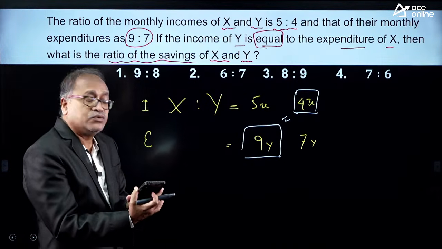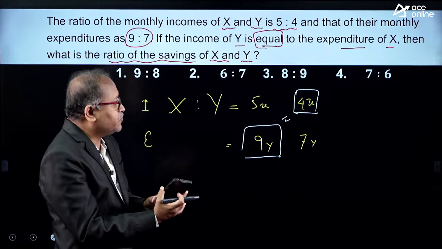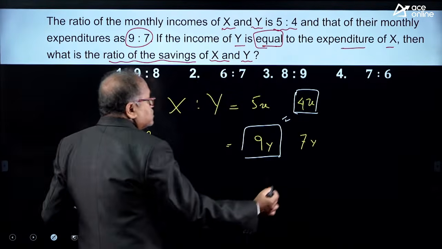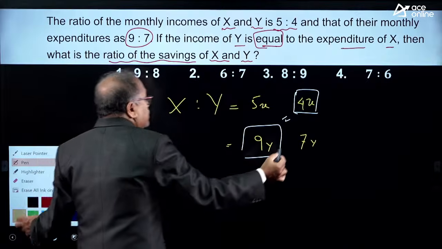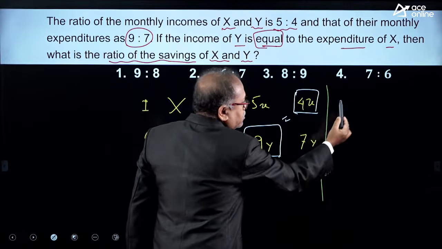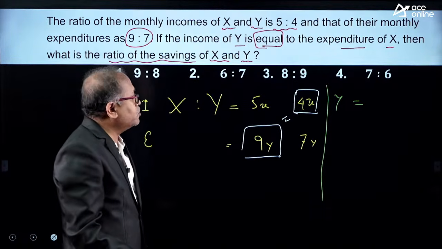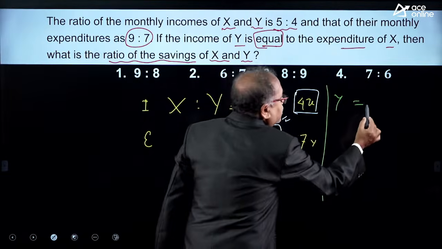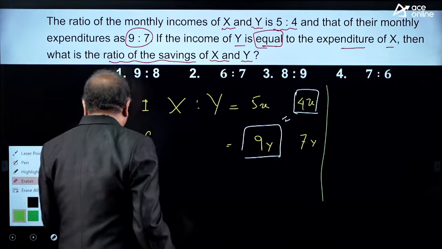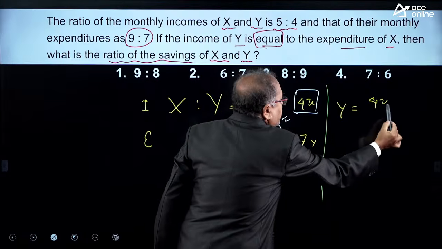So, I am already seeing that 4x is equal to 9y, or y is equal to 9 by 4x. What are you getting? What is y equal to? 4 by 9x? Okay, I am sorry, this color will not be visible to you. So, y is equal to 4x by 9.